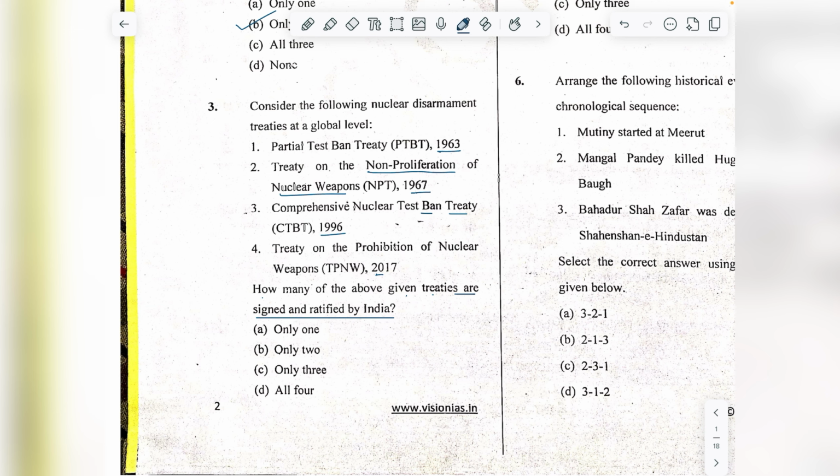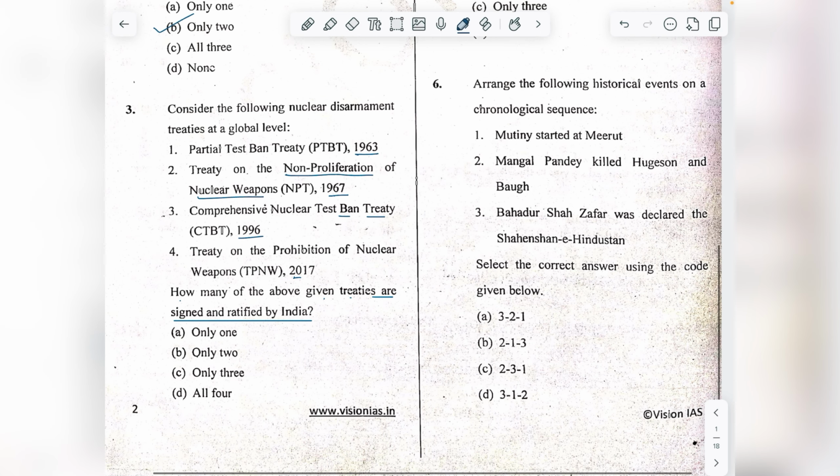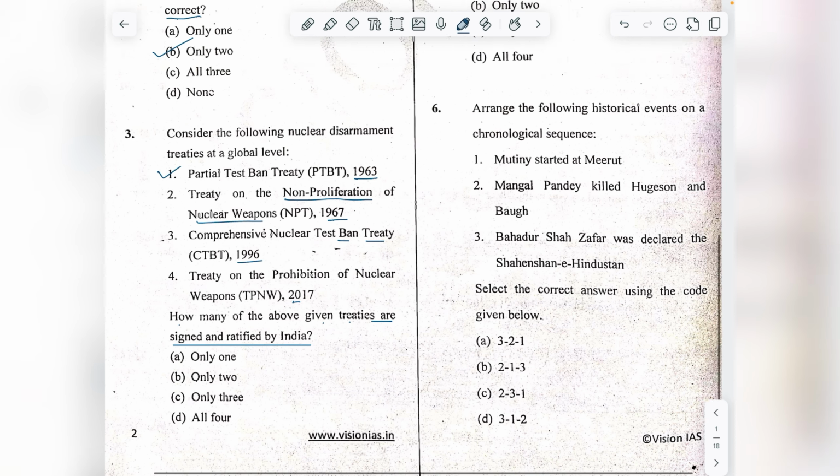Only the Partial Test Ban Treaty is signed and ratified by India. Rest of these are not signed and not ratified by India.